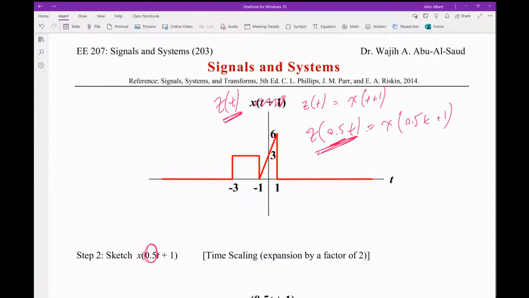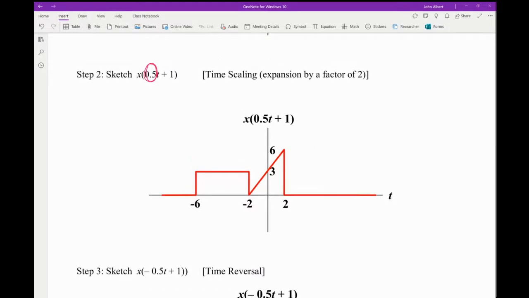Clearly, because I'm multiplying t by a value that is 0.5, I'm expanding by a factor of 2. Or you can think of the function that I want to sketch as z of t divided by 2. So I am expanding by a factor that is equal to 2. Every point now will go to double its value. The point that is at 1 will come to 2. The point that is at minus 1 will go to minus 2. The point that is at minus 3 will go to minus 6. And by doing this, I'll get z of 0.5t, which is equal to x of 0.5t plus 1. And I'll end up with this function now.